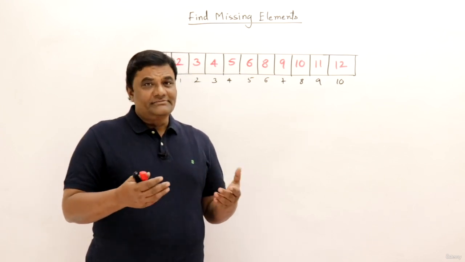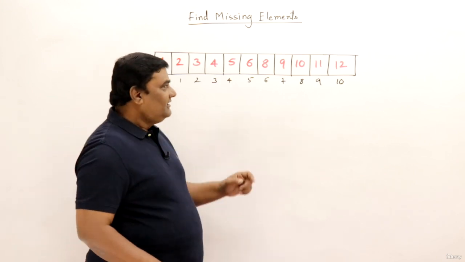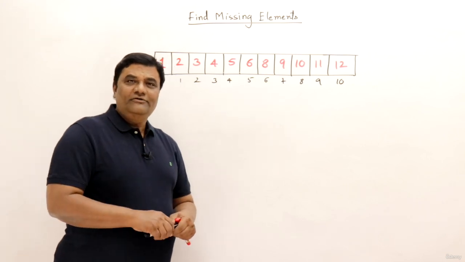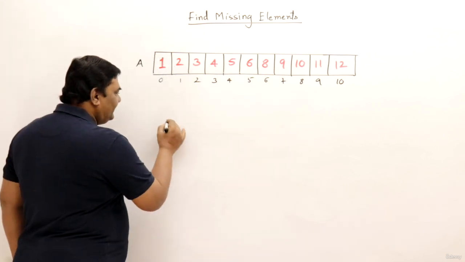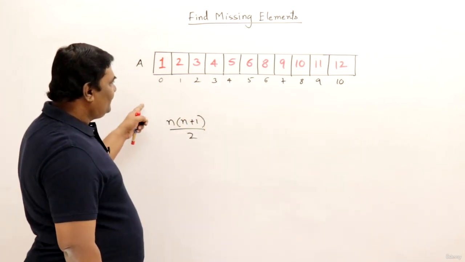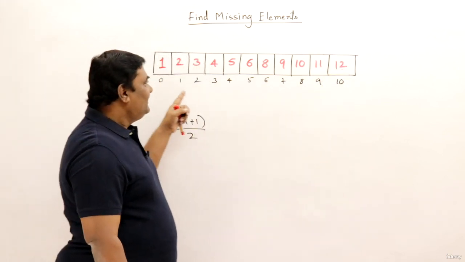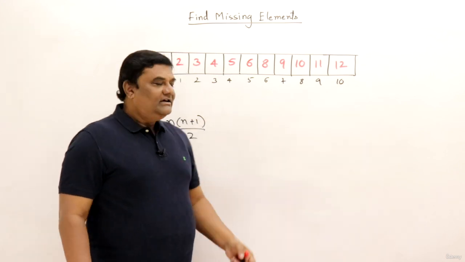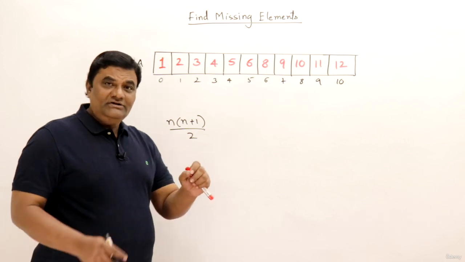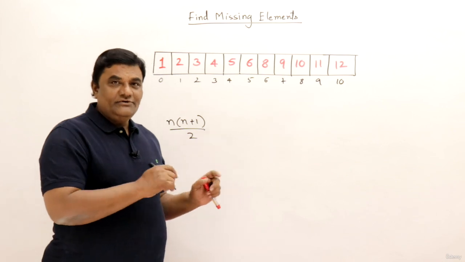There can be more than one possible solution. So let us look at the first solution, or first method: the sum of first n natural numbers. There is a formula for the first n natural numbers, that is n into n plus 1 by 2. So if I have a total of 12 elements, I should already know the last element. Then the sum of first 12 natural numbers can be known by using this formula. If I know the first number is 1 and the last number is 12, and I want to know which number is missing, then I can use this formula.